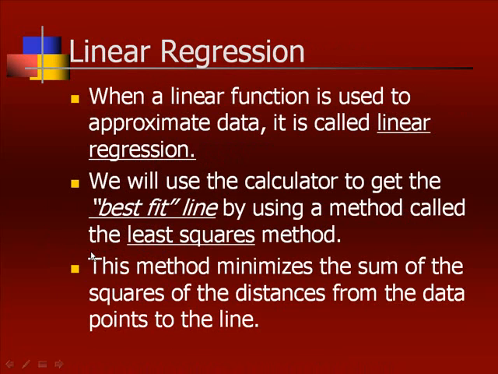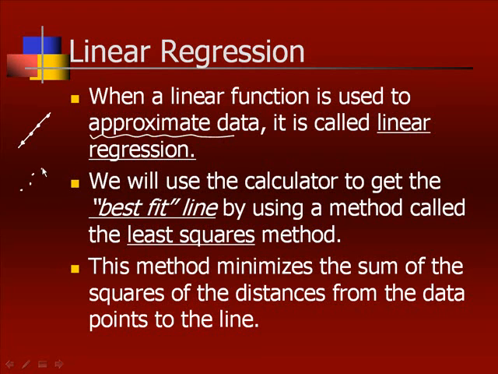Now, when a linear function is used to approximate data, it's called linear regression. We're going to use our calculator to do, we call it the line of best fit, and we use the least squares method. It's real ugly if you do it pencil and paper, but it works really well. If the data is exactly linear, remember we said if you have a line, it doesn't matter which 2 points are on the line, then it really doesn't matter. This is when we want to approximate data.